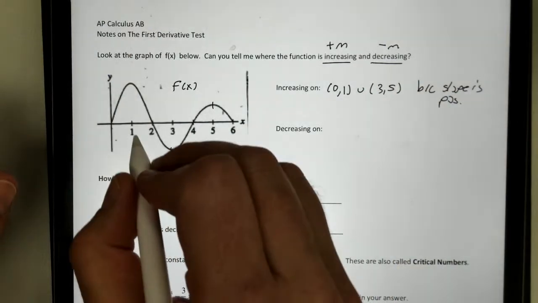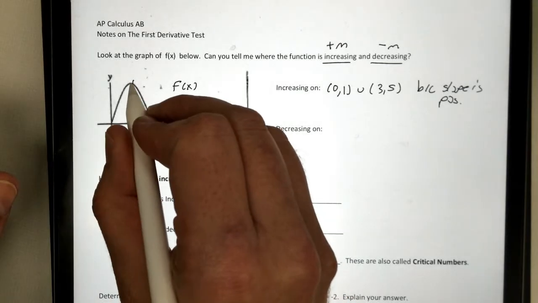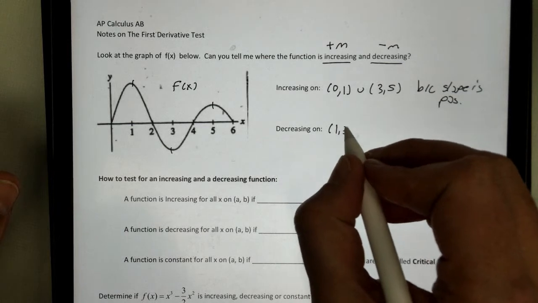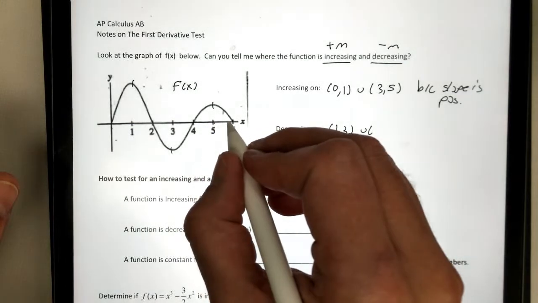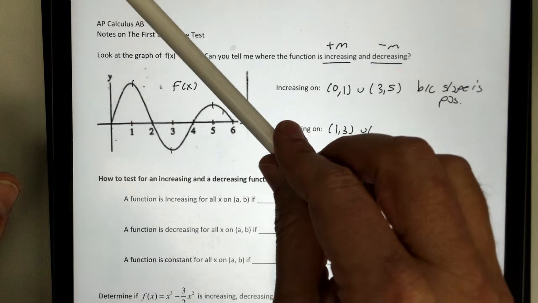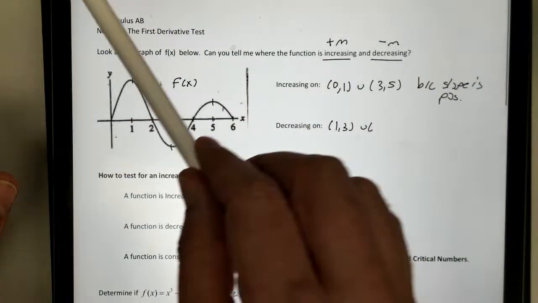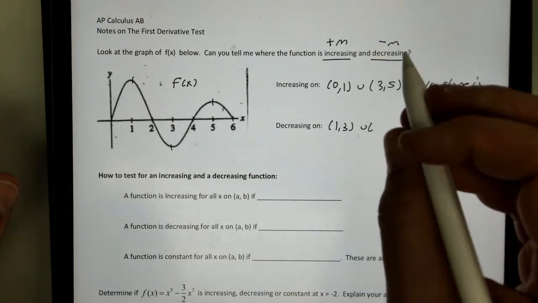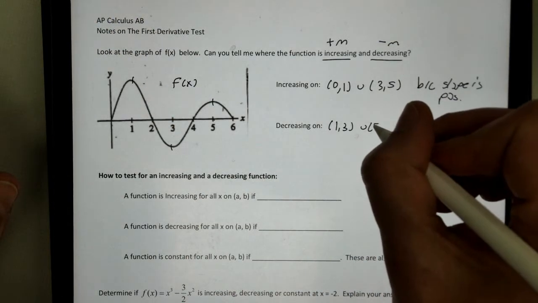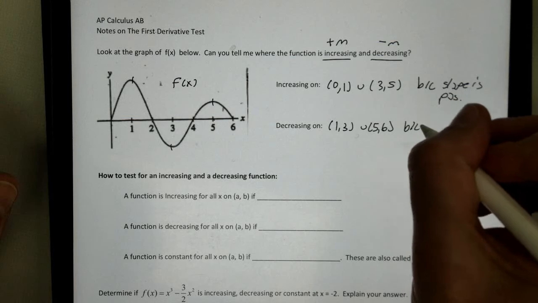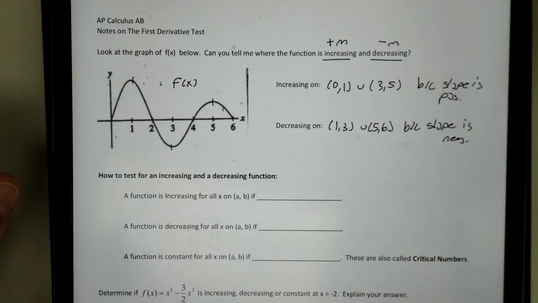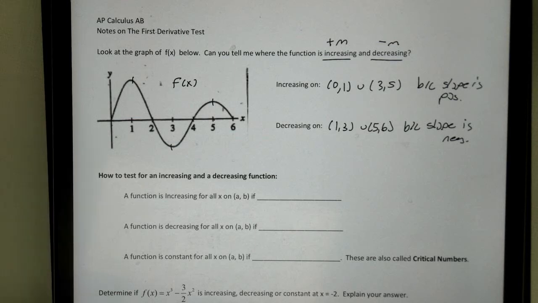Where is this decreasing? Well, I can say it starts decreasing at 1 and it ends at 3. So I can say it's decreasing from 1 to 3 or from 5 to 6, where the slope is negative. I want a negative slope. Using your tangent line of mathematics, your pencil, you can see that. So we can say this is decreasing on 5 to 6, and that is because, again, the slope is, in this case, negative.